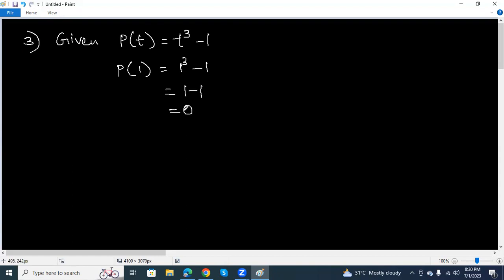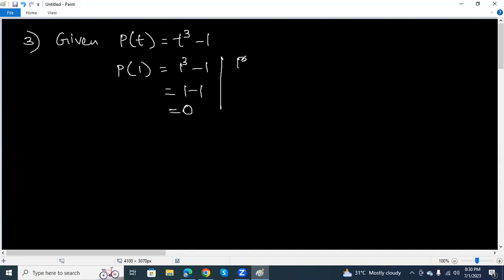So they have a given polynomial P of t is equal to t cube minus 1. First, we need to find out P of 1. That means t as 1, we need to put. So 1 cube minus 1, which is 1 minus 1, 0. So P of 1 value is 0.